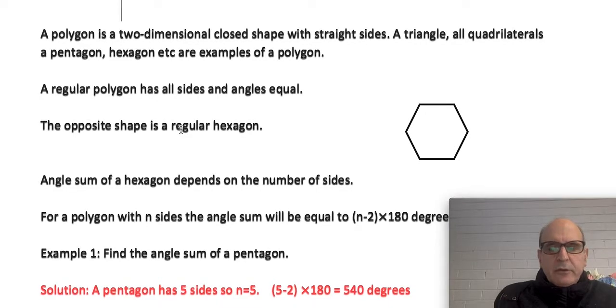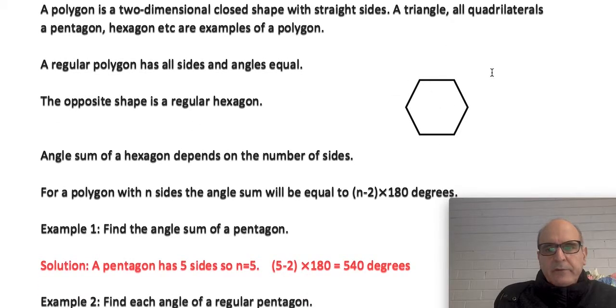A regular polygon is a polygon with all its sides and all of its angles being equal. For example, here we have a hexagon which has got 6 sides. All sides are the same length and all angles are equal. That is an example of a regular polygon, in this case, a regular hexagon.